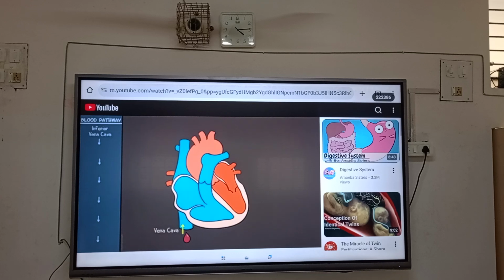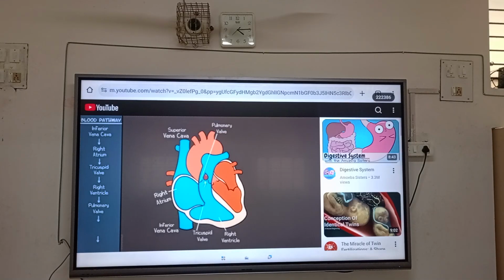It's going to enter through the vena cavae. The inferior vena cava carries blood from the lower body, and the superior vena cava carries blood from the upper body. The blood enters the right atrium. The right atrium contracts, pushing the blood through the tricuspid valve into the right ventricle. The right ventricle contracts, pumping the blood through the pulmonary valve to the pulmonary artery.